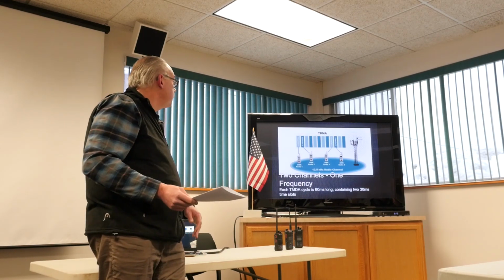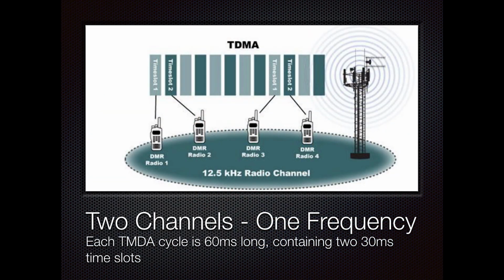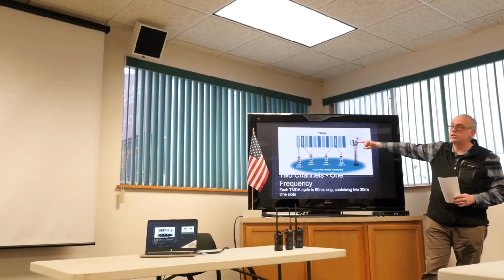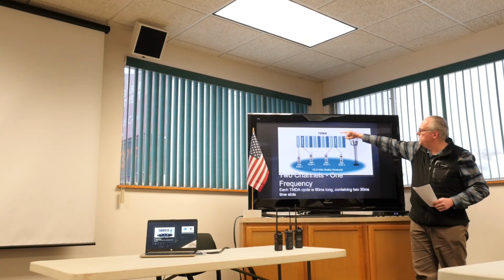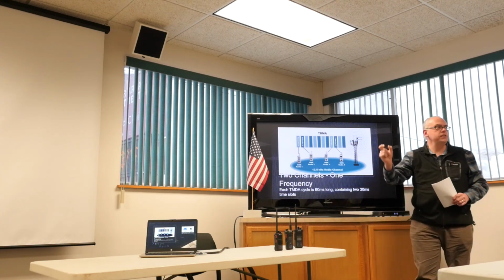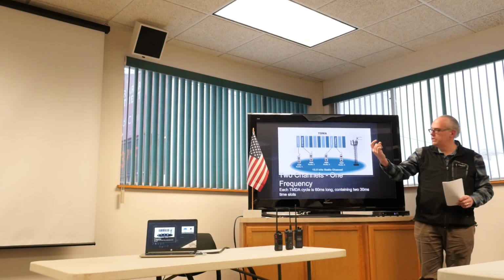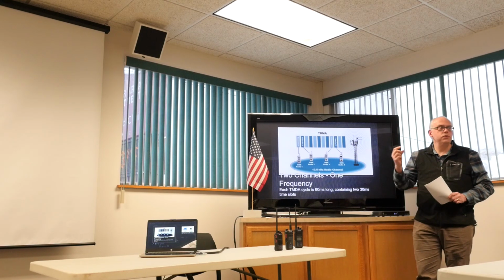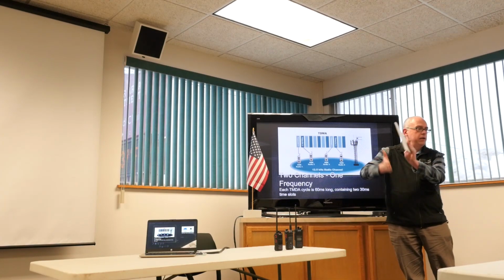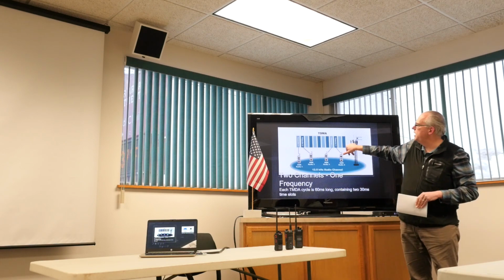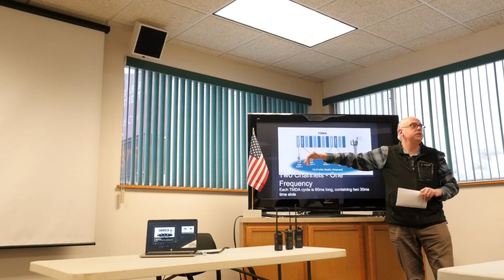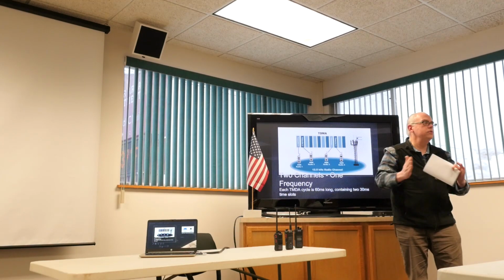And as I said, DMR, 2 channels, 1 frequency. Because it's time division multiple access, the signal as it emanates from the repeater is split into chunks. Each pair is 60 milliseconds long, or 2 30 millisecond time slots. So it's going AB, AB, AB, AB, one right after the other on that constant stream. And then the DMR radios decode that and turn that into 2 separate voice channels.